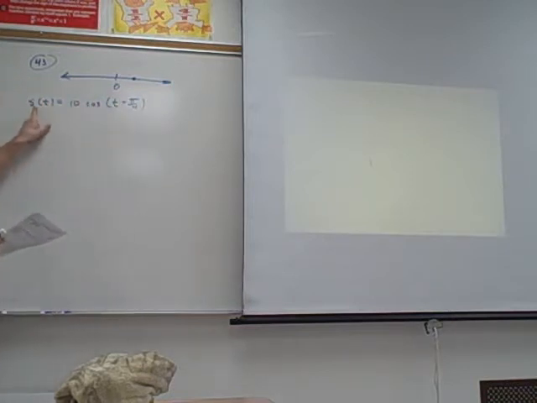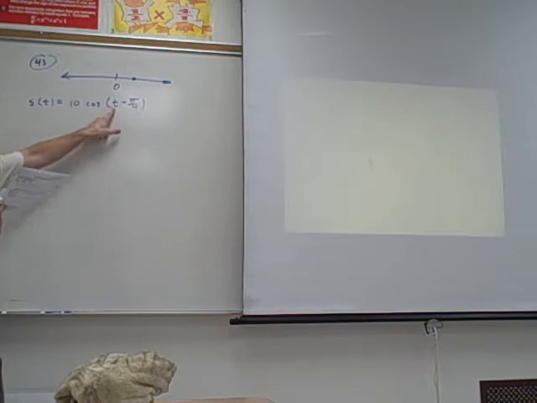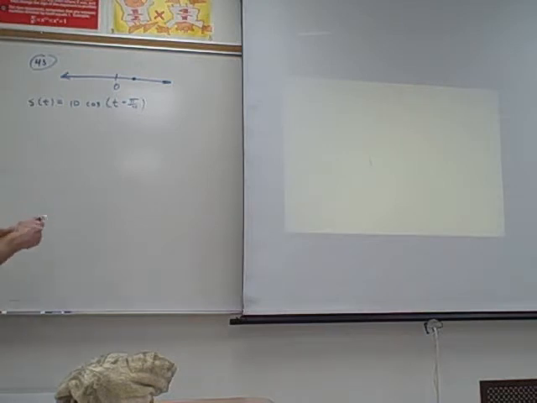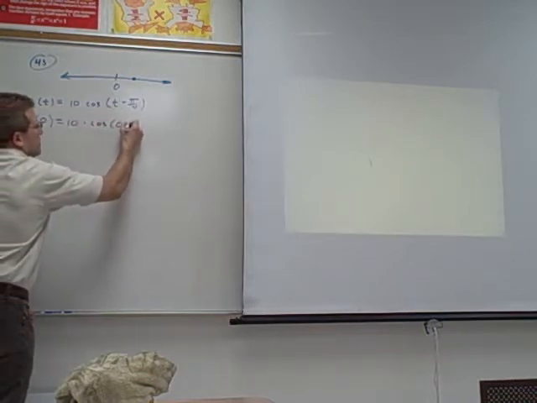So s is the position, t is time. Time has to be greater than or equal to 0. So first question, what is the particle's initial position when t equals 0? There's a couple ways you could do it. One way is you could just find s of 0 for part A. You could just plug 0 in for time. So 10 times the cosine of 0 plus pi fourth.